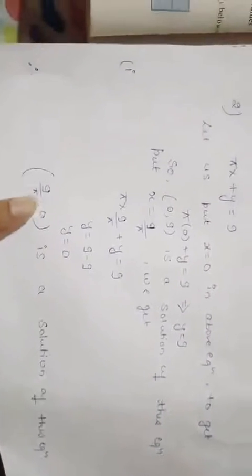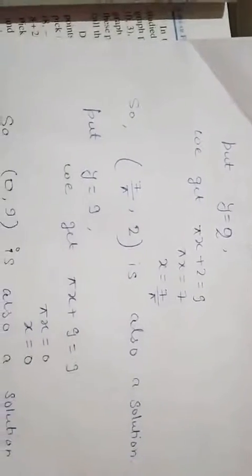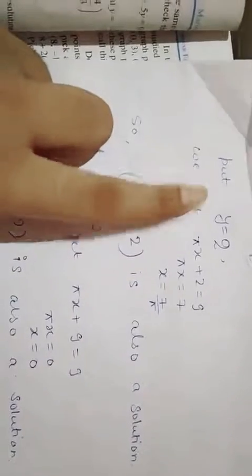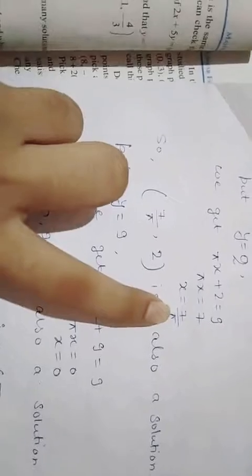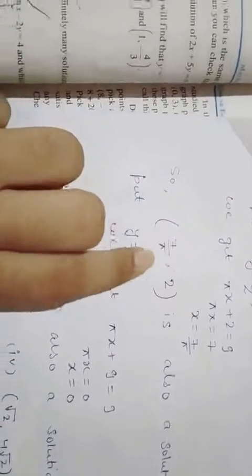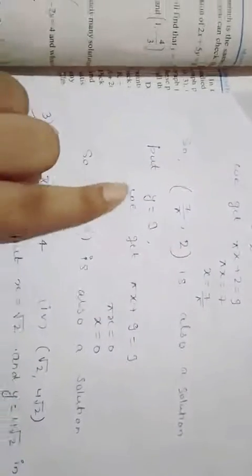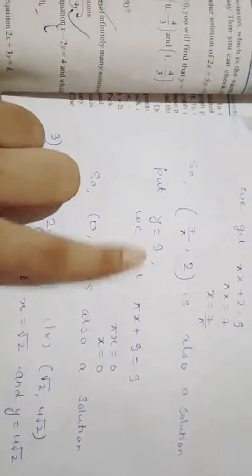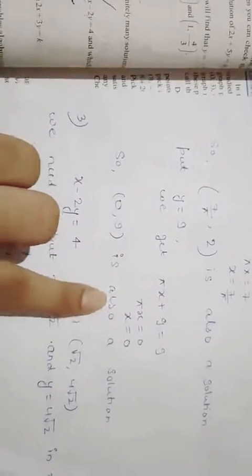ओके, (9/π, 0) यहाँ रखने से RHS में क्या आएगा, 9. Now put y is equal to 2, तो x की वैल्यू 7/π आएगी. It means (7/π, 2) is also a solution. अब y is equal to 9 रख लीजिए. y is equal to 9 रखने पर क्या मिलेगा, x is equal to 0. It means (0, 9) is also a solution.